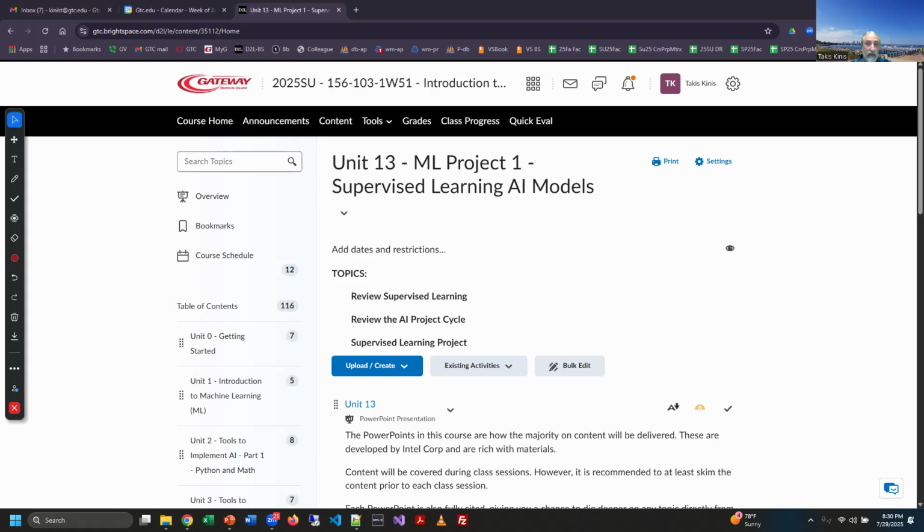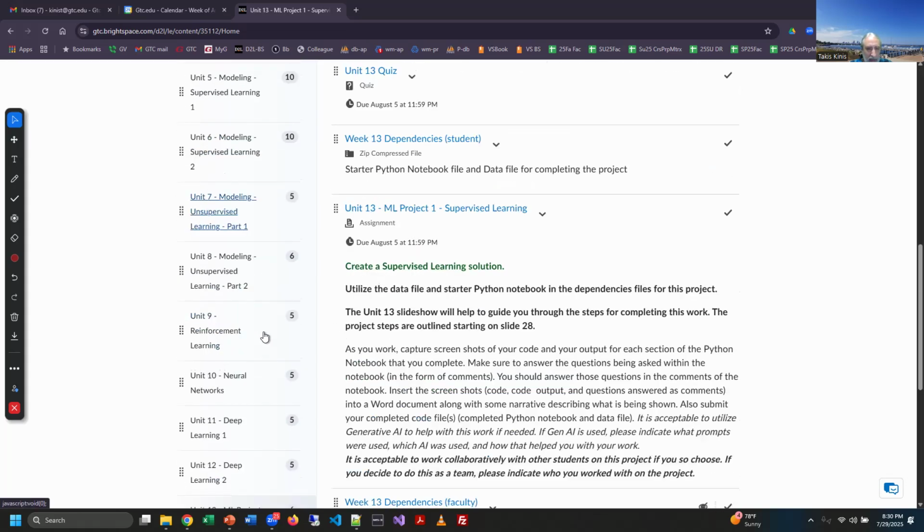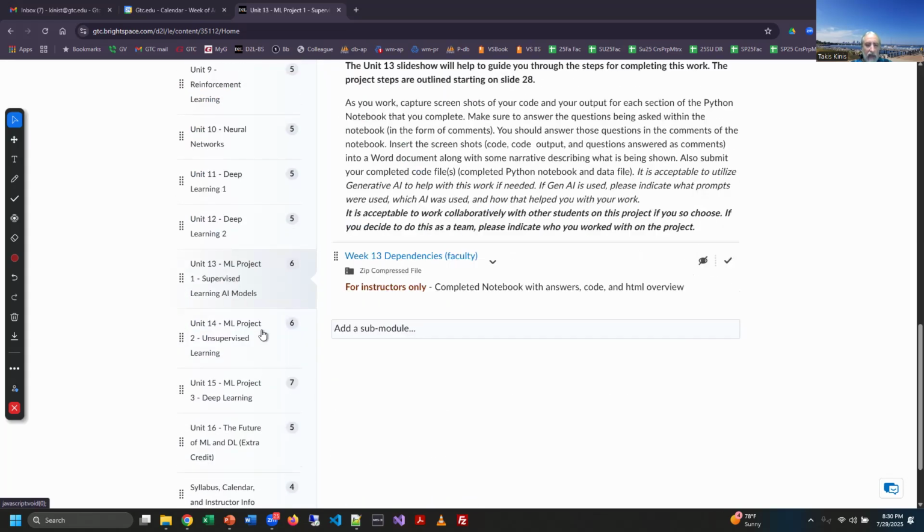We have Unit 13, Unit 14, and Unit 15. And I'm just going to quickly, on the sidebar here, show you what we're looking at. We have project number one, which is about supervised learning, project number two, which is unsupervised learning, and project number three, which is deep learning. And then we have an extra unit, an extra credit unit, that talks about the future of these technologies, and all the work within that unit is extra credit.